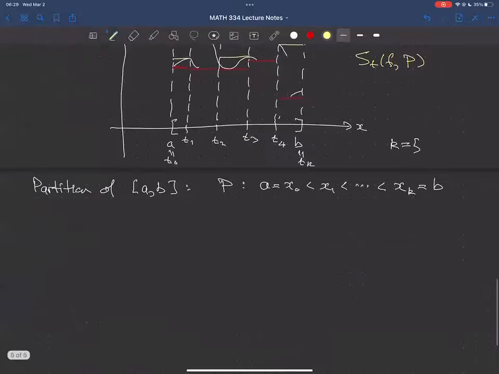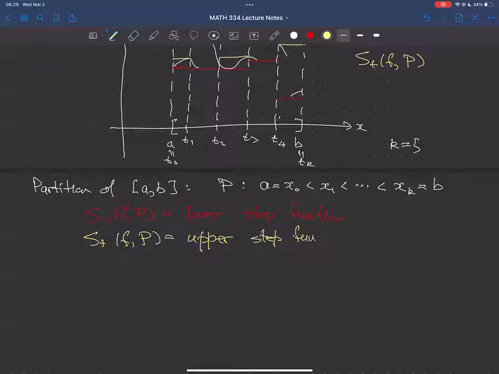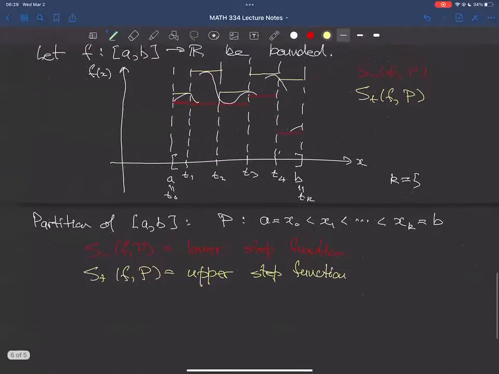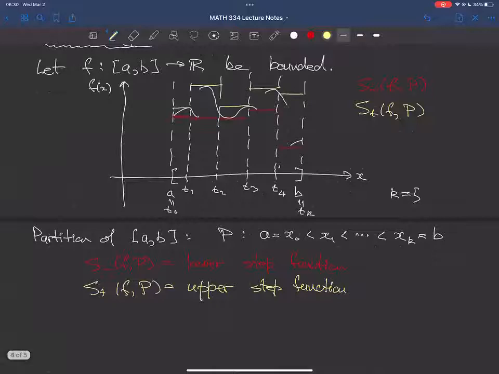So S minus of Fp is the lower step function. It's important to notice here that it depends on P. It doesn't just depend on F, it depends on P. And then S plus of Fp is going to be the upper step function. So I choose an F and I choose a P and I do these constructions.